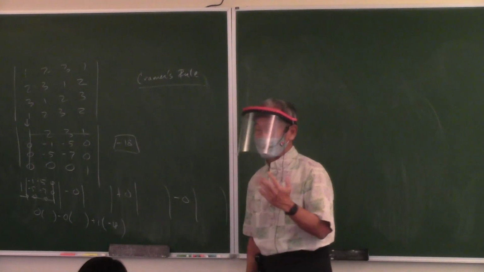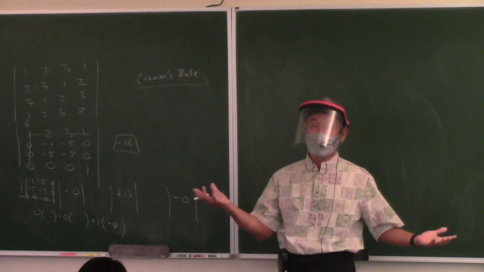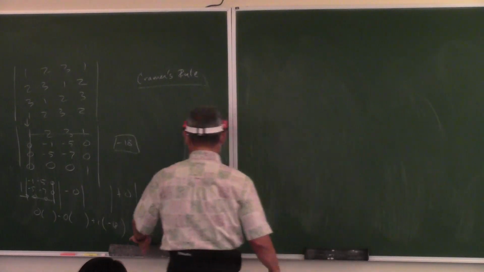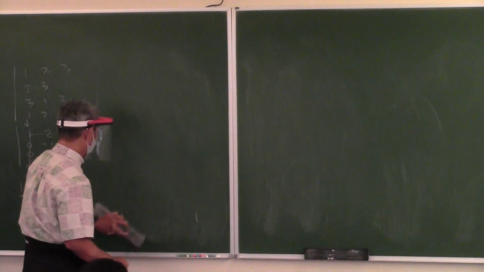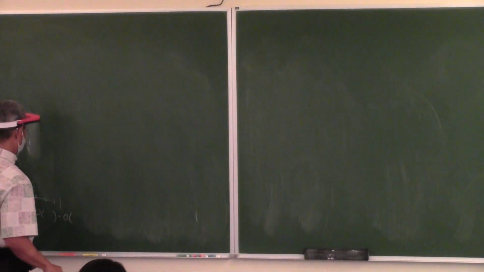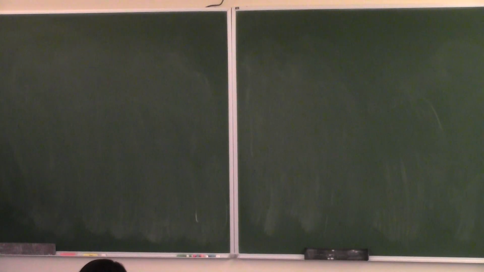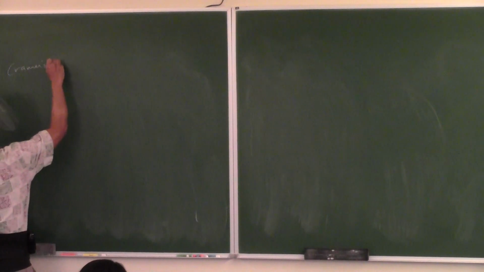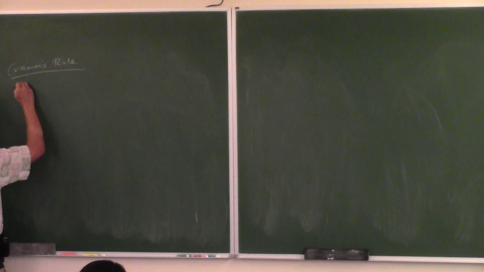Let me show you how Cramer's rule works with 3 equations, 3 variables, but it also works for any number of equations and variables. So give me 3 equations. Let me erase the dartboard. We're going to start from scratch. Cramer's rule. This is one application of determinants. This is why we study determinants.